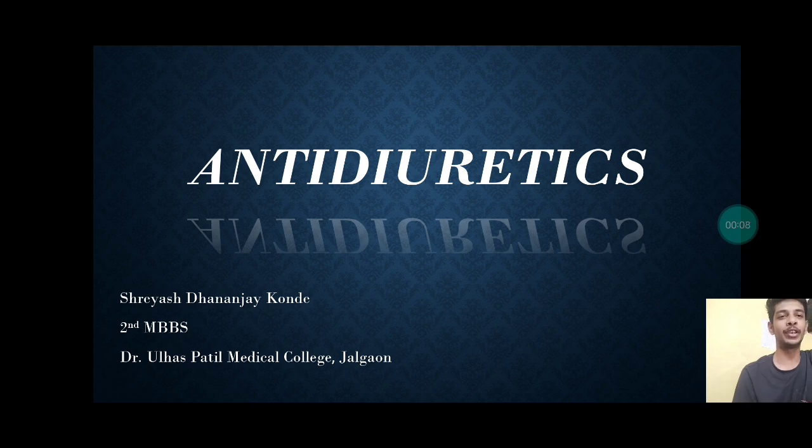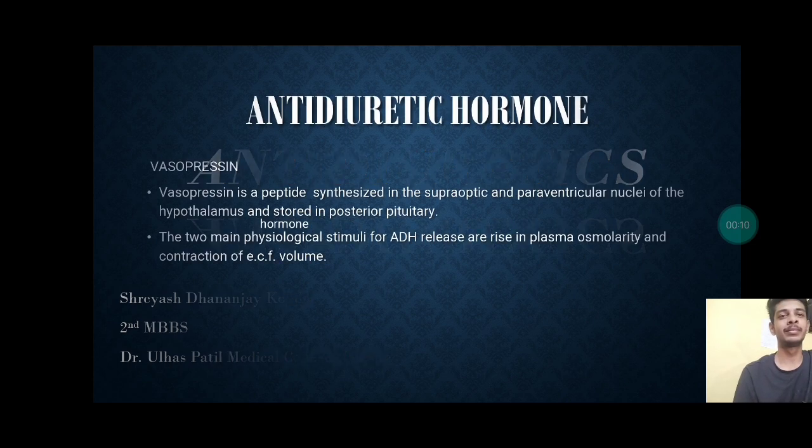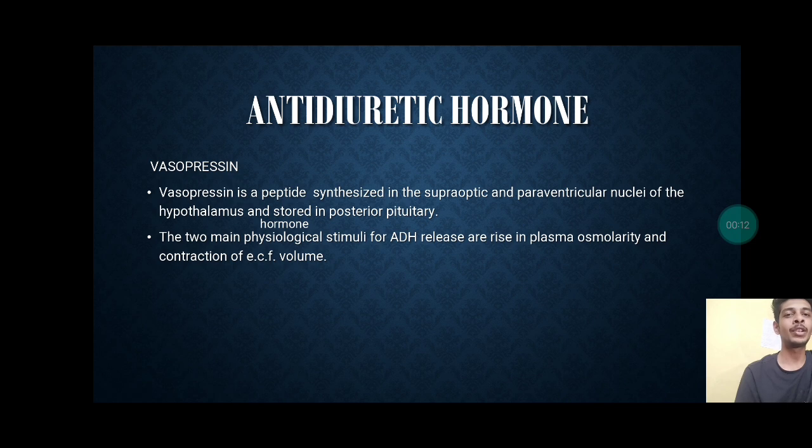My topic is antidiuretics. Antidiuretic hormone, vasopressin. Vasopressin is a peptide synthesized in the supraoptic and paraventricular nuclei of the hypothalamus and stored in the posterior pituitary. The two main physiological stimuli for ADH release are rise in plasma osmolarity and contraction of ECF volume.